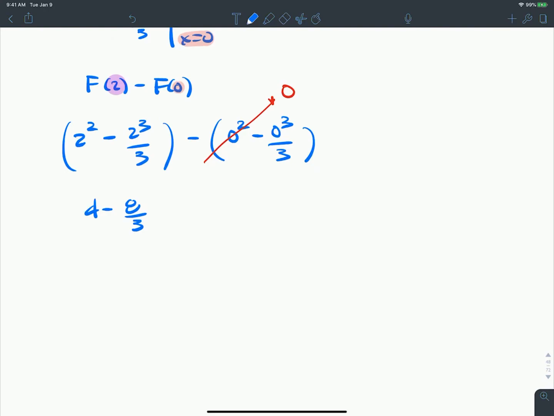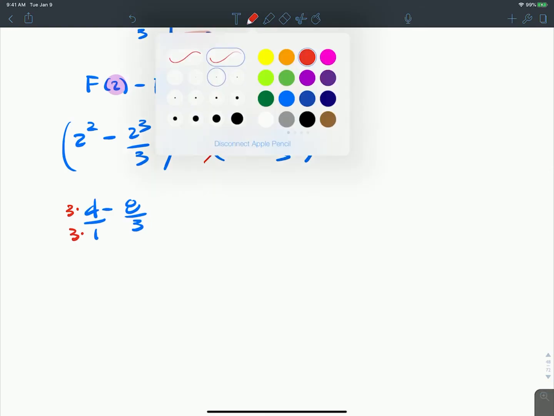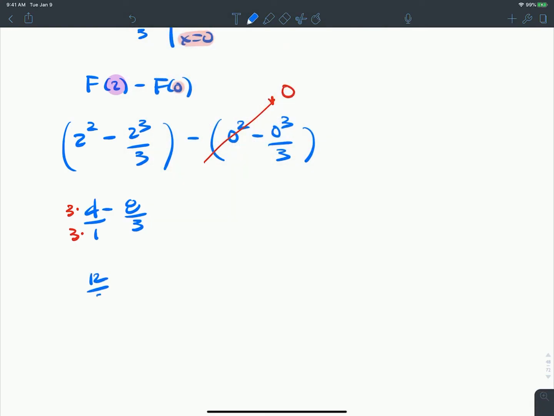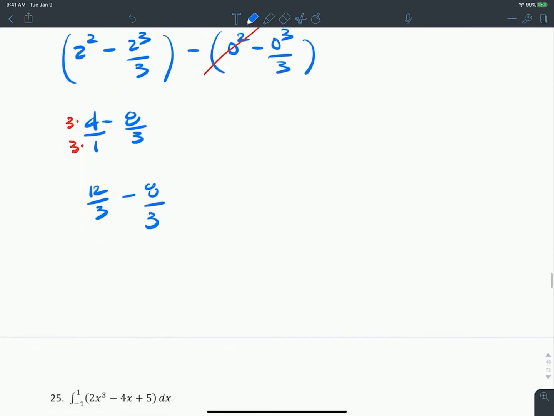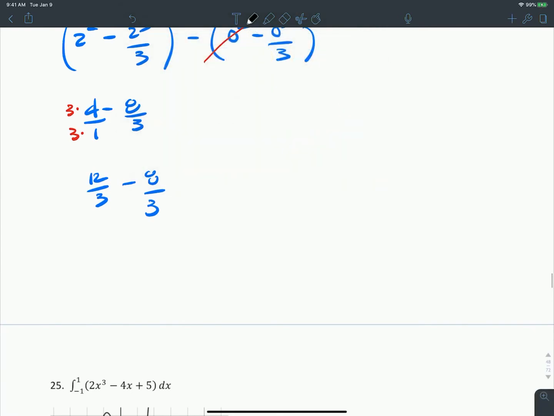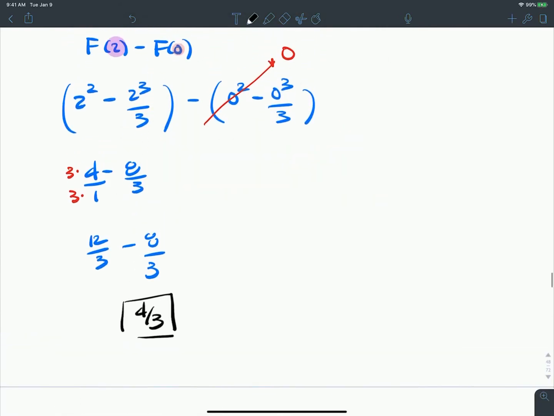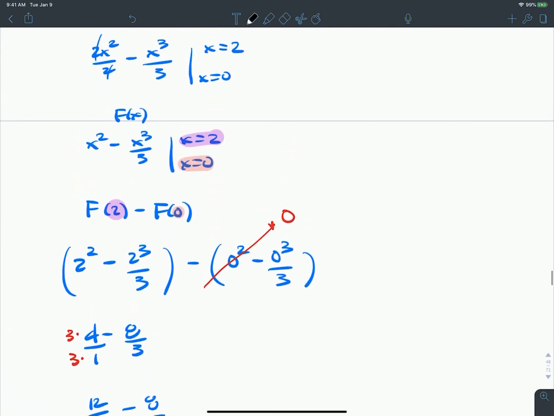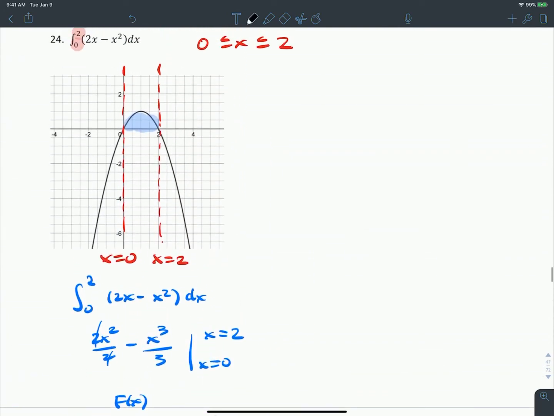unlike fractions. So I need the denominator for the first whole number to be 3, so I multiply the top by 3 and the bottom by 3. And that's going to give us 12/3 minus 8/3 for a final answer of 4/3. And sure enough, that value is positive. So this area here is going to be really positive 4/3.